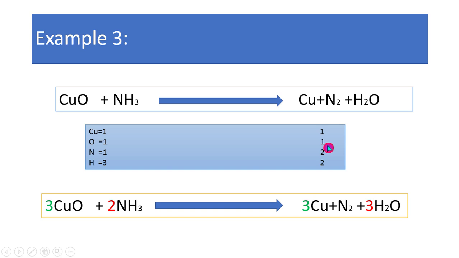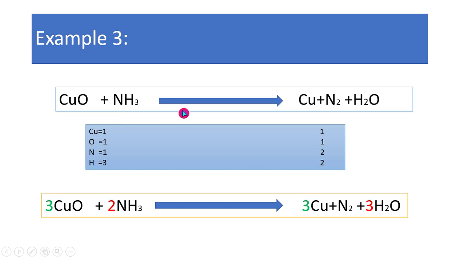Here, the number of nitrogen atoms is 1. Here, the number of nitrogen atoms is 2, and here the number of hydrogen atoms is 3, and here the number of hydrogen atoms is 2. Here we see that the metal, which is copper, is already balanced. Then we will balance the non-metal.